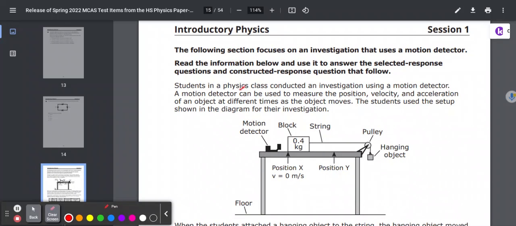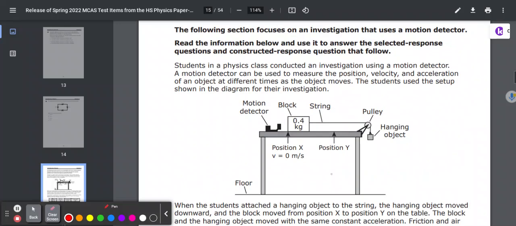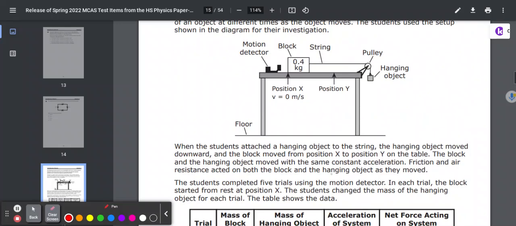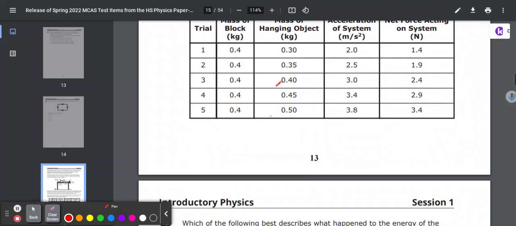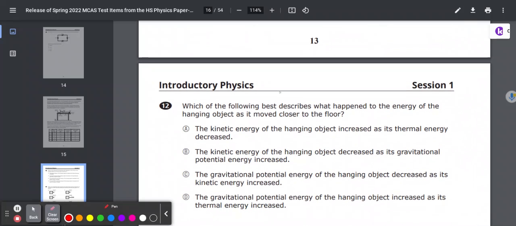So we have an investigation, a student physically conducting an investigation, with a motion detector, a block, a pulley, a string, position of Y, and a hanging object. We said that the block and the hanging object move with the same constant acceleration, with friction and resistance acting on both, and the student completed 5 trials, as shown here. The question: which of the following best describes what happens to the energy of the hanging object as it moves closer to the floor?